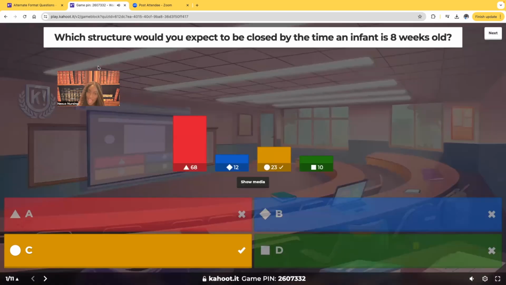Wow, only 23 of you guys chose the correct answer. Okay, so let's make sure you guys get this. By the time the infant is 2 months old, we expect that posterior fontanelle to be closed. Now, when it comes to the anterior fontanelle, we expect that to be closed by about 18 months. Not 1 year, 18 months, up to 18 months.